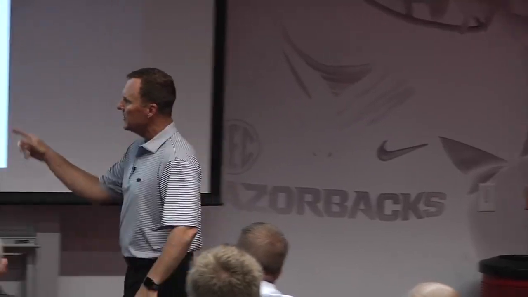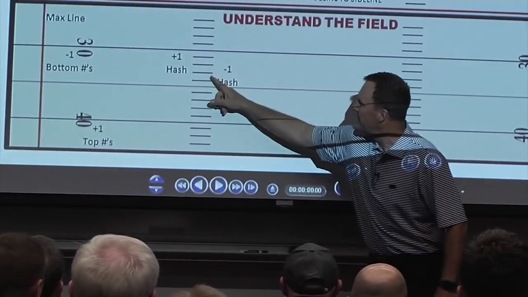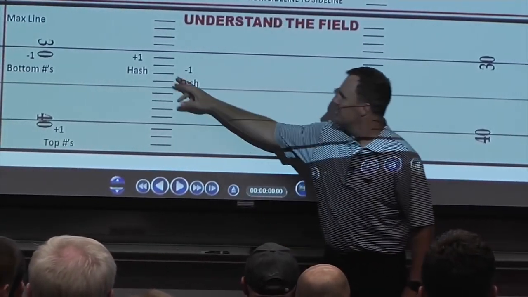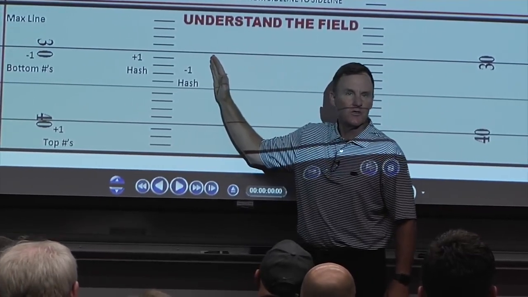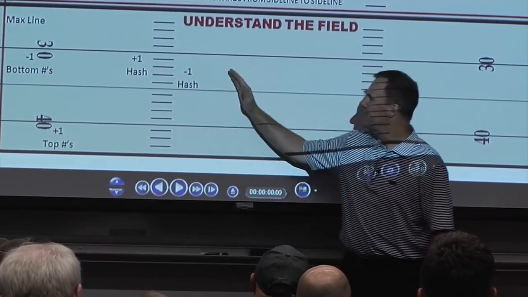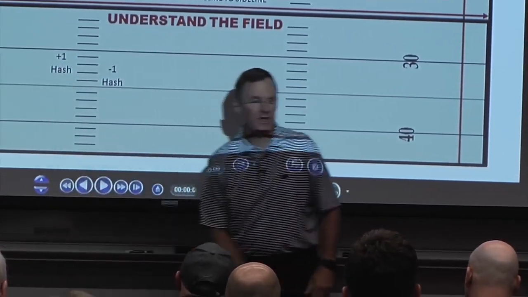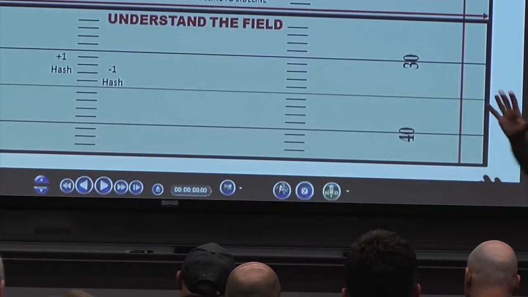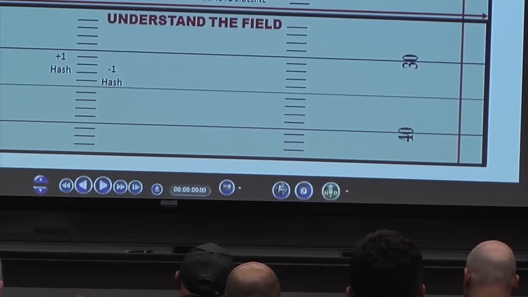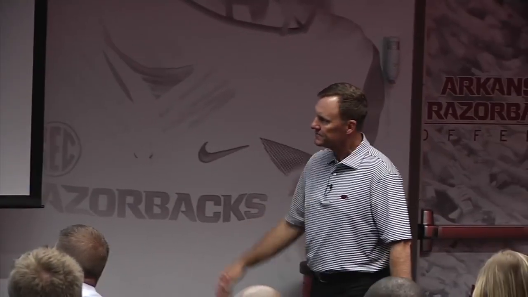They know, much like the numbers, if I tell you to line up -1 off that hash, you know you're inside that hash 1 yard. Or if I need you -4, then you're -4 yards. If I say plus off that hash, that means you're outside the numbers, or outside that hash. So plussing and minusing is a lot of our day-to-day talk with these young men.